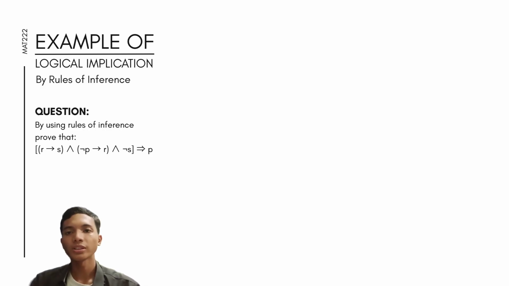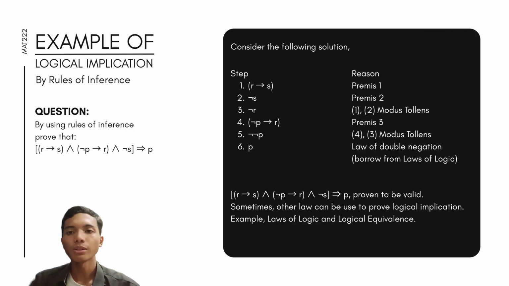Let's walk through our first example of proving a logical implication using specific rules. I will go to prove that the conclusion P is valid based on three starting premises. Step 1. We start with our first premise, which is if R then S. Step 2. Our second premise tells us that S is false, written as not S. Step 3. By combining these two using the modus tollens rule, we can conclude that R must also be false, or not R.